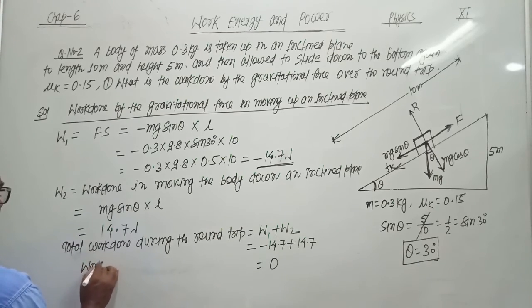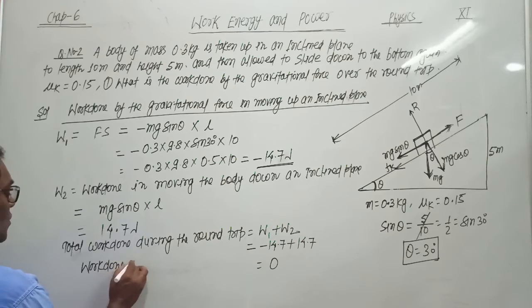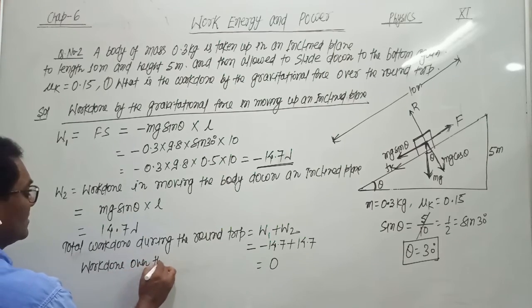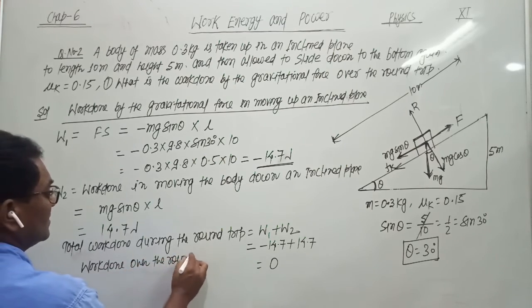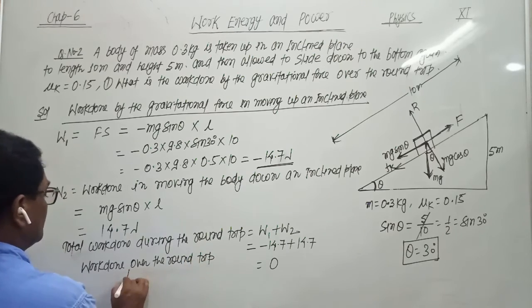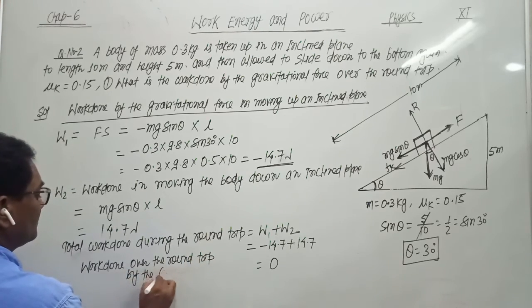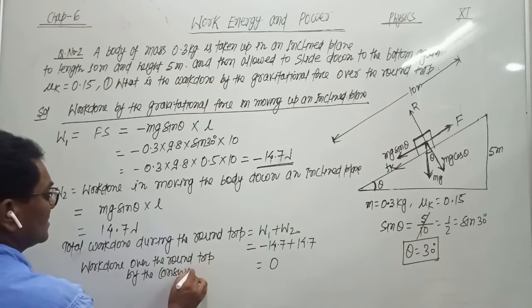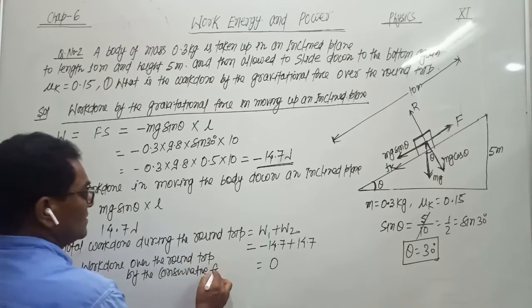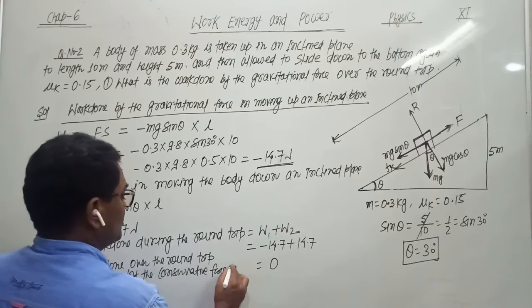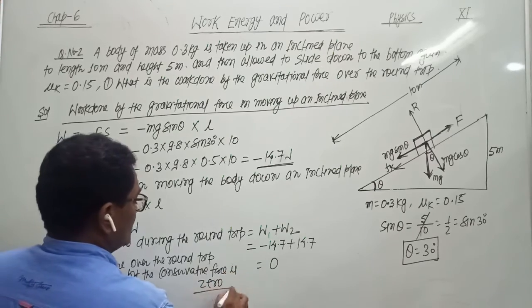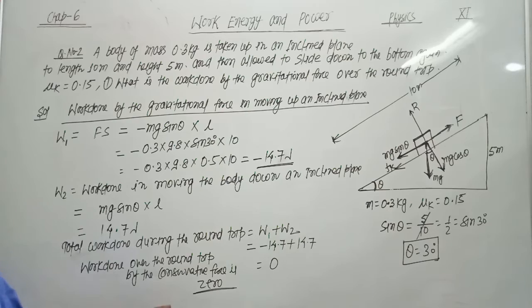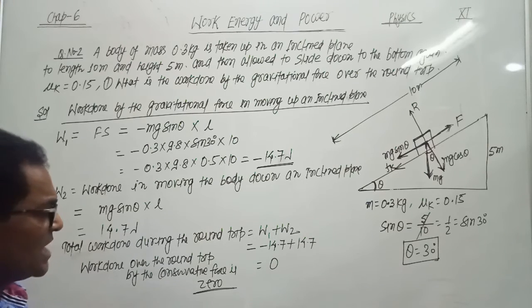Work done over the round trip by the conservative force is 0. So this proves that work done by the gravitational force over the round trip, or total work done by the gravitational force in a complete cycle over the round trip, is always 0.